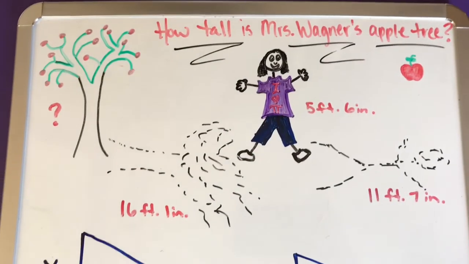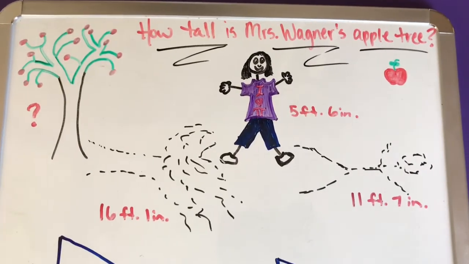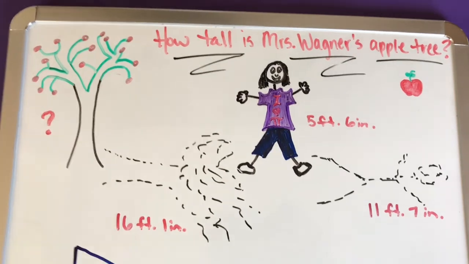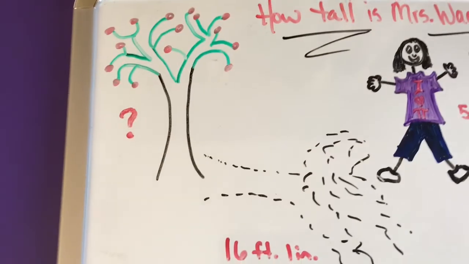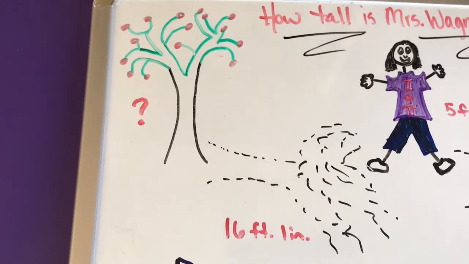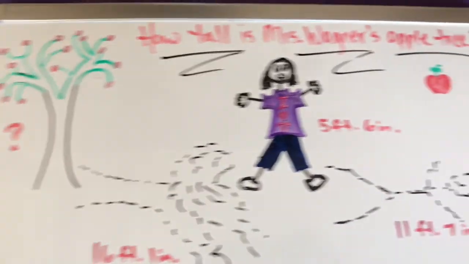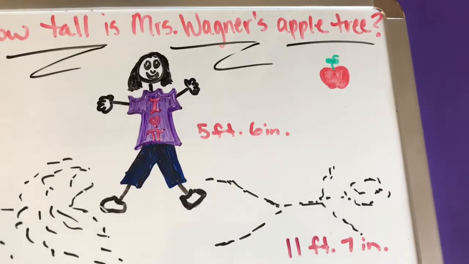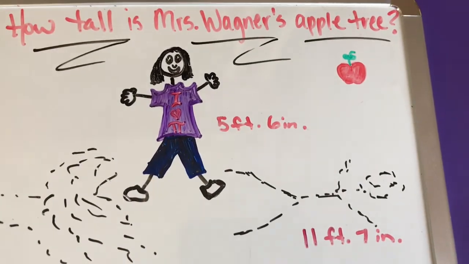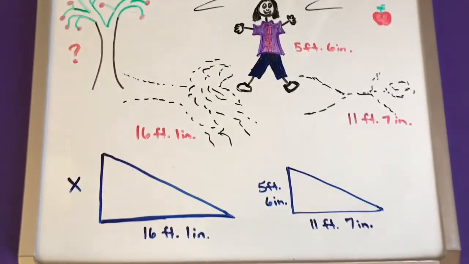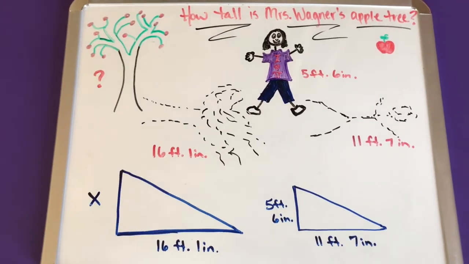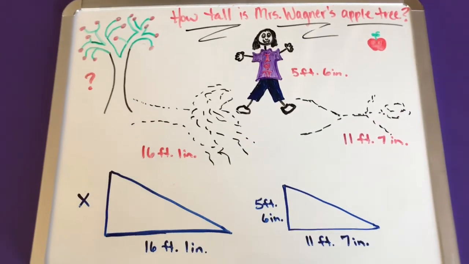So how tall is Mrs. Wagner's apple tree? Here is a beautiful representation with lovely drawings, but we don't know the height of the apple tree. We know the shadow is 16 feet 1 inch. We know that I'm 5 feet 6 inches and my shadow is 11 feet 7 inches. Okay, so we can set up some similar triangles, just like this.